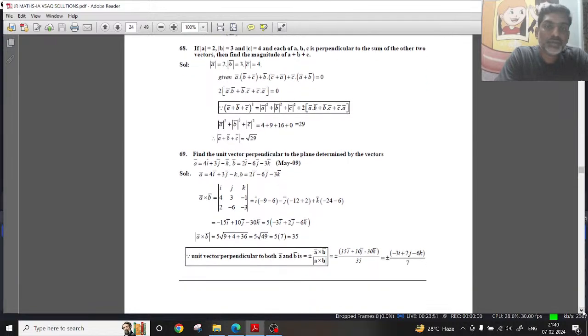Find the unit vector perpendicular to the plane determined by the vectors. So A bar cross B bar divided by magnitude of A bar cross B bar. Same formula.